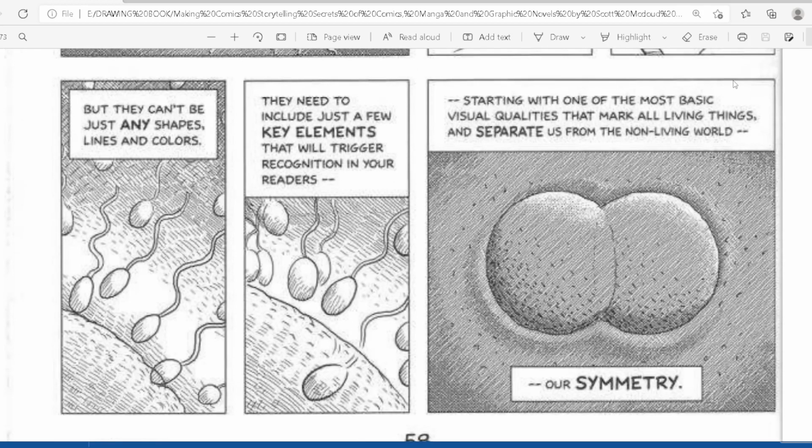But they can't be just any shapes, lines, and colors. They need to include just a few key elements that will trigger recognition in your readers. Starting with one of the most basic visual qualities that mark all living things and separate us from the non living world.